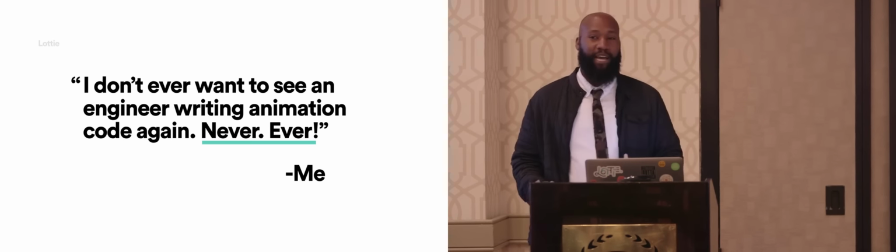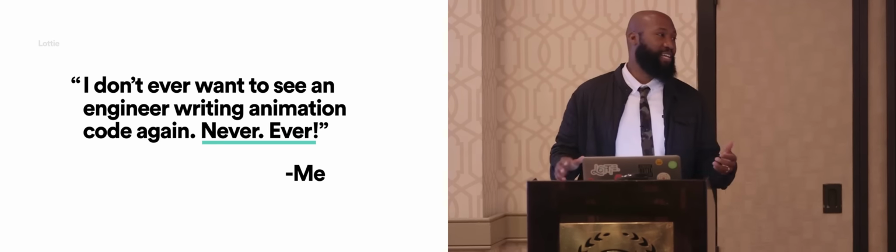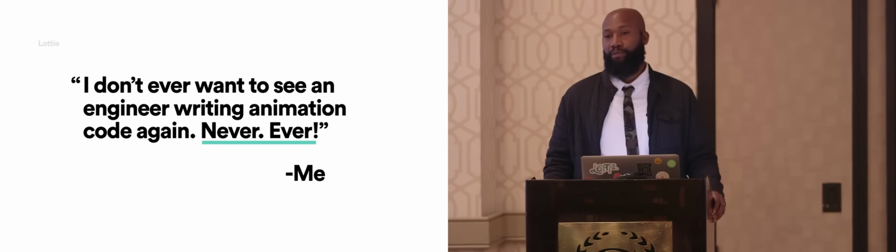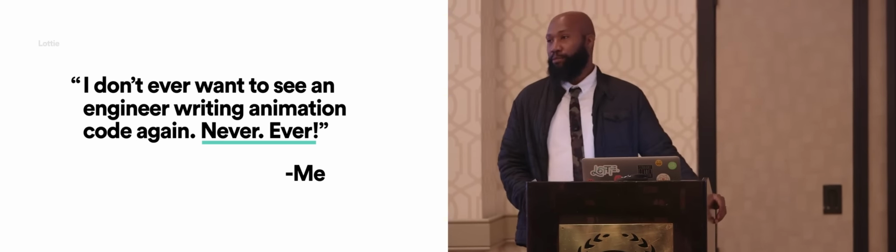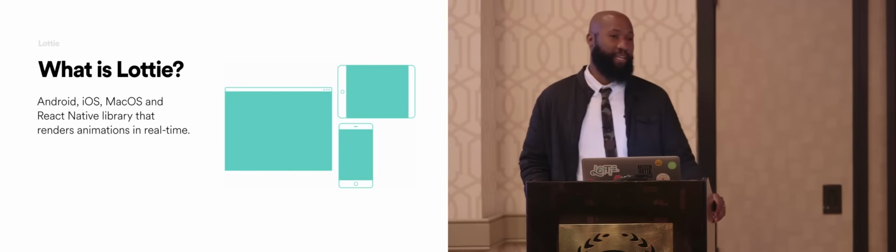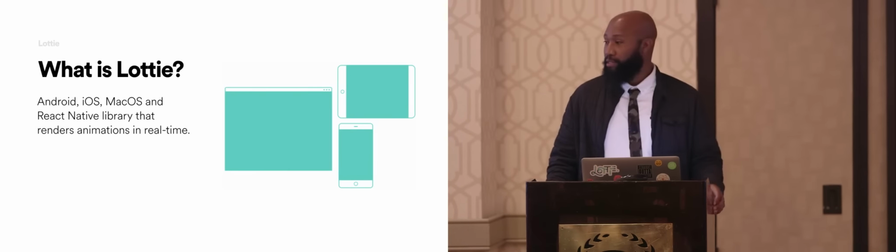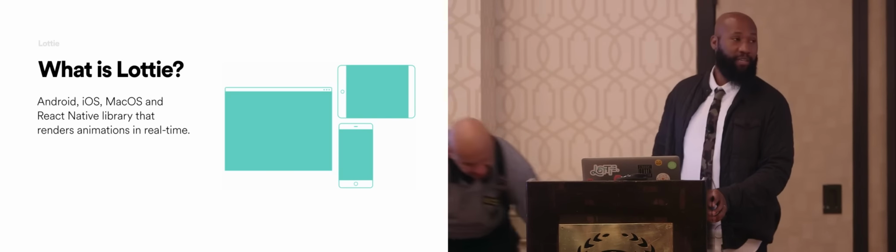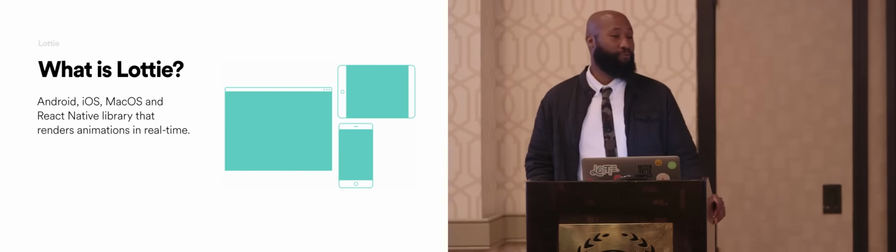I think now with Lottie, we'll be able to avoid any engineer ever having to sit down and write 1,000 lines of code for an animation that's probably going to get changed in 6 months anyways. So, what is Lottie? It's an Android, iOS, macOS, and React Native library that renders animations in real time.